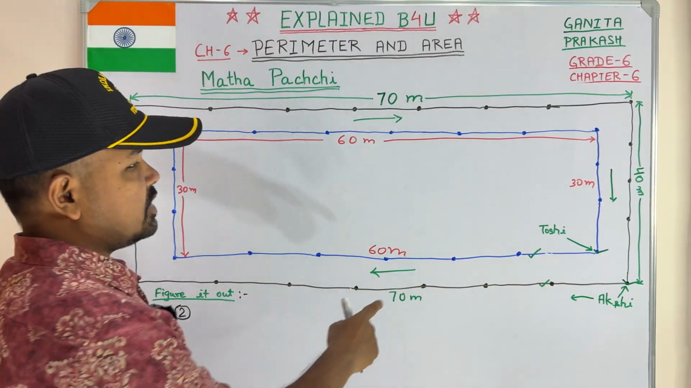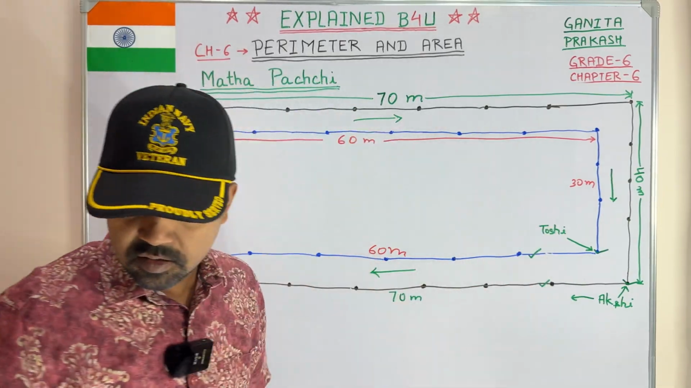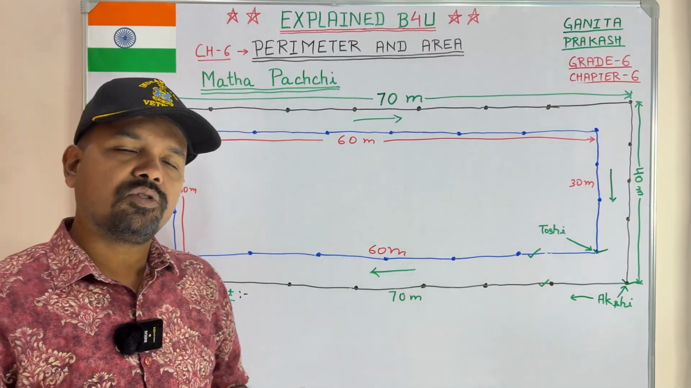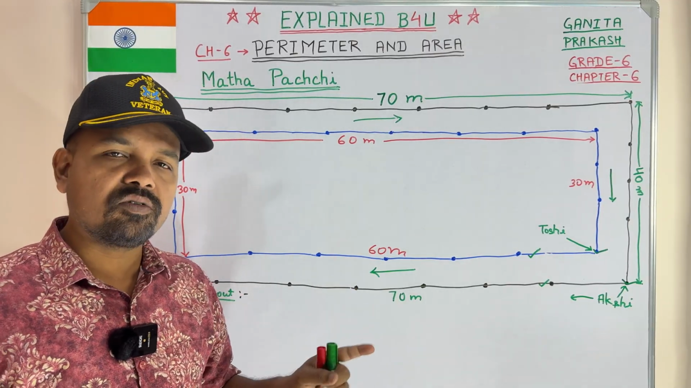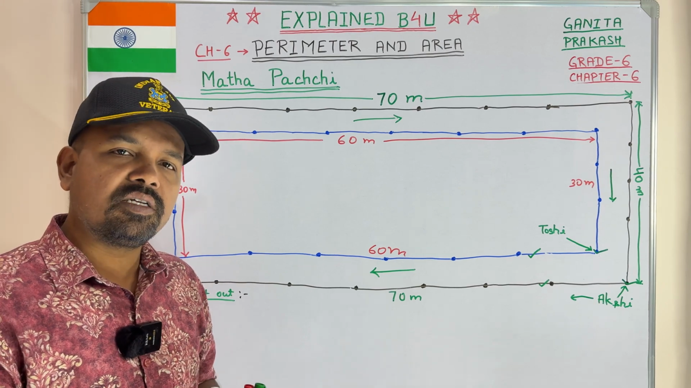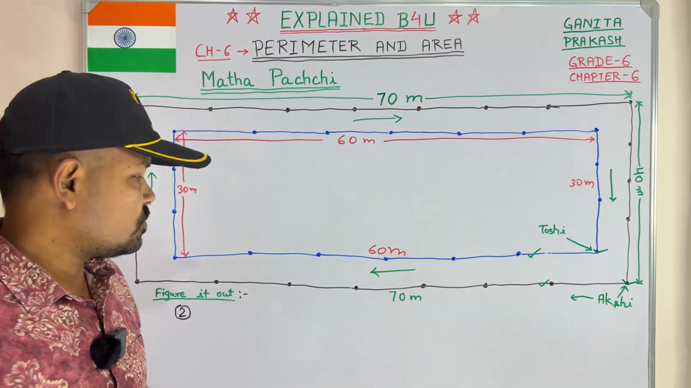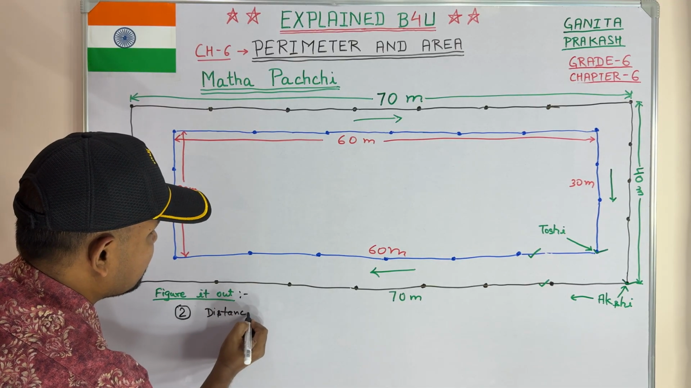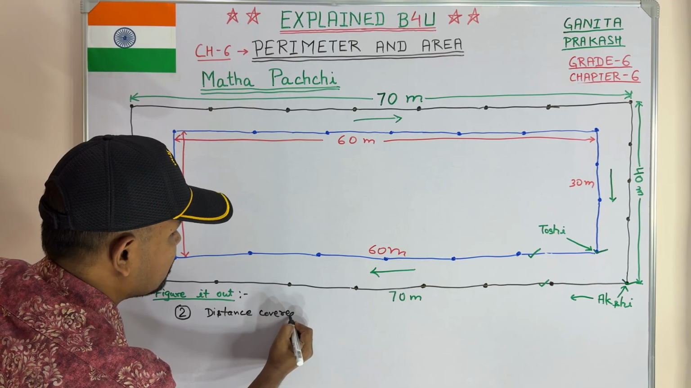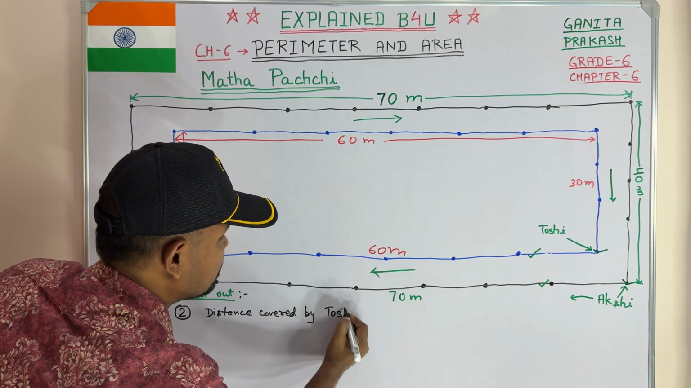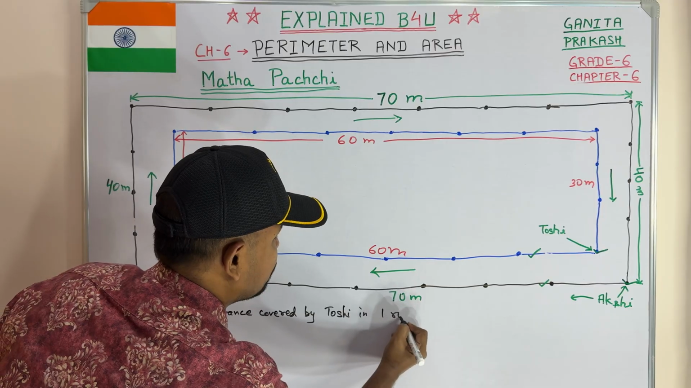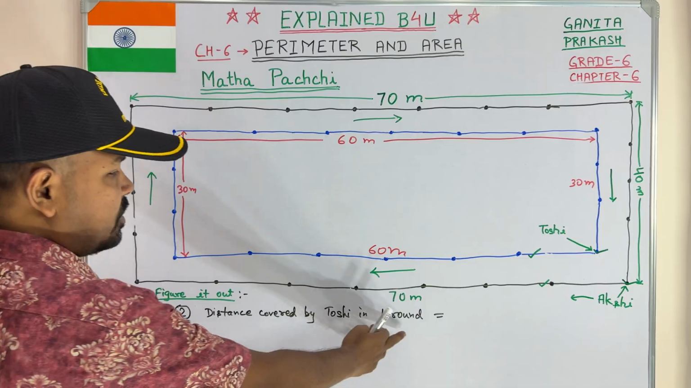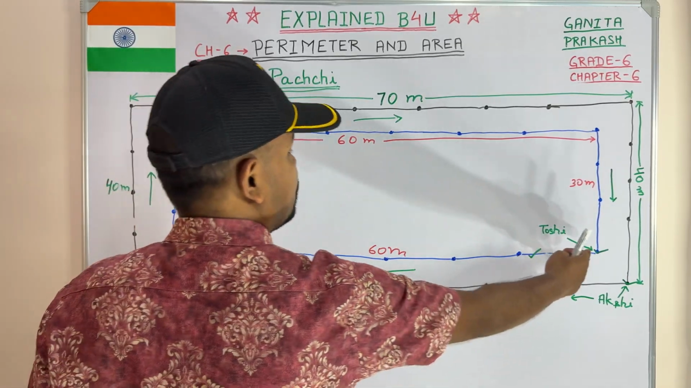Inner track. She has covered 7 rounds of the inner track. So how much distance has she covered in total? To find out the total distance she has covered in 7 rounds, first we need to find out the total distance she is covering in one round. So we can write: distance covered by Toshi in one round. How much distance would Toshi have covered? Distance covered by Toshi in one round is equal to the perimeter of this track.